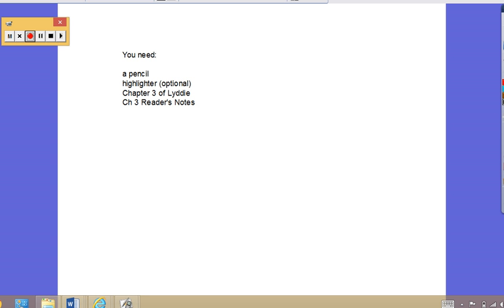First, before we start, please make sure you have a sharp pencil. If you'd like to highlight, make sure you have a highlighter ready. You should have a photocopy of Chapter 3 of Lyddie, and a copy of Chapter 3 Reader's Notes. That can either be a print copy or it can be on your computer from Schoology. So you can pause until you get your materials.